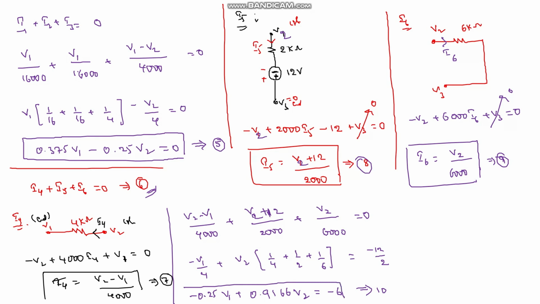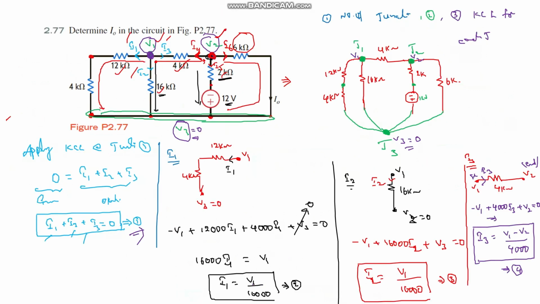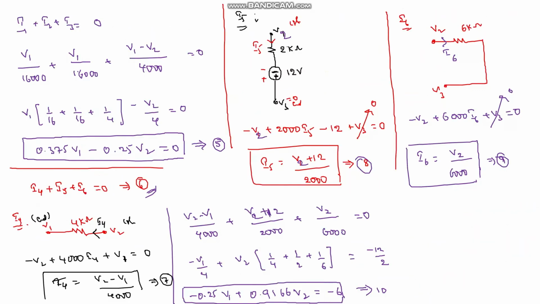After applying KCL at junction 1 and junction 2, we got two equations, because the given circuit has two junctions. We get two equations with two unknown variables, the fifth equation and the 10th equation. Those unknowns are V1 and V2. Now solve these two equations using your calculator.